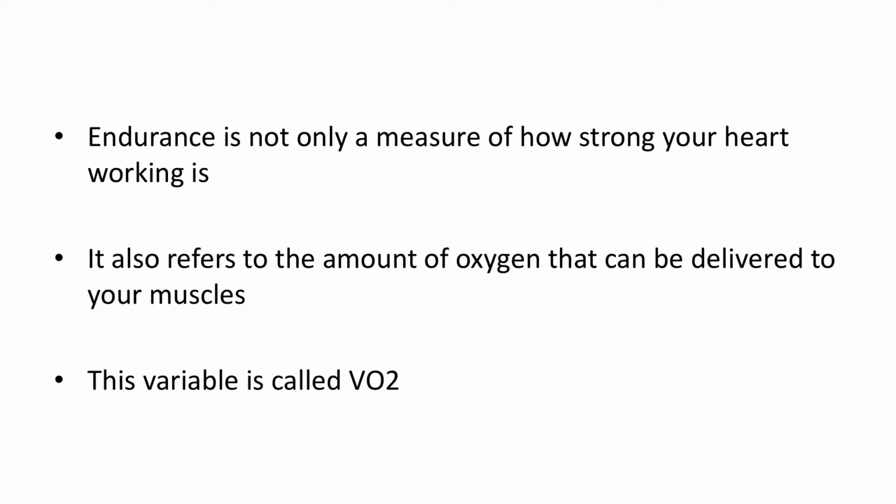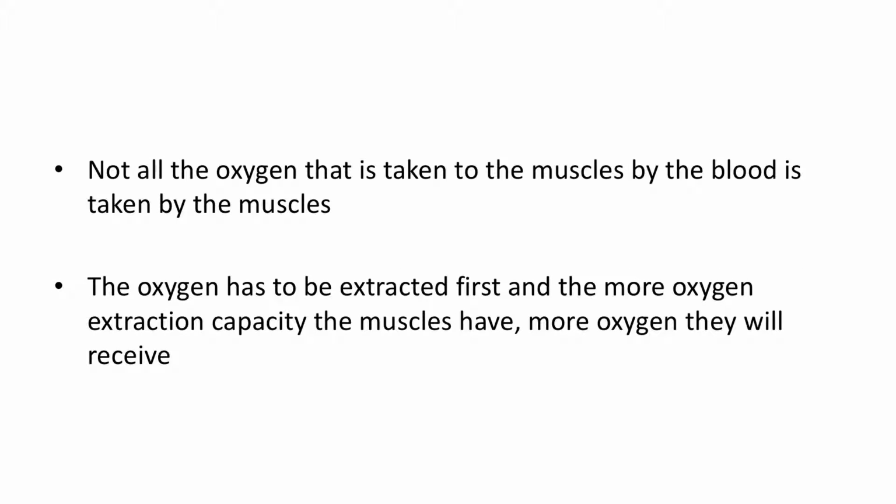Endurance is not only a measure of how strong your heart working is. It also refers to the amount of oxygen that can be delivered to your muscles. This variable is called VO2. This variable depends on the factors mentioned earlier, as well as on the amount of oxygen that is extracted from the blood that enters the muscles.